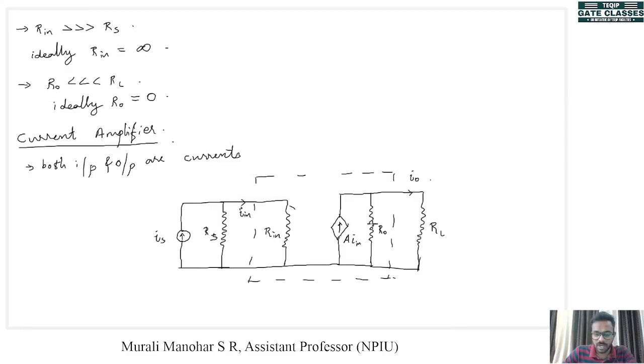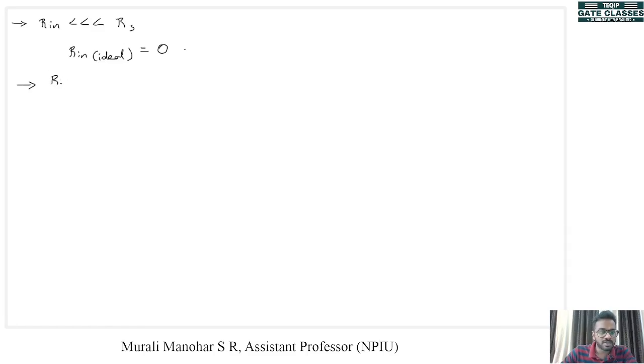The second case is for R out. So if we look at R out, we can see that most of I out should flow out of this amplifier and into RL. That means R out must have a very high value compared to RL. So R out must be very much greater than RL. So R out ideal can be said to be equal to infinity. So this is a current amplifier. Now the third type of amplifier is called transconductance amplifier.